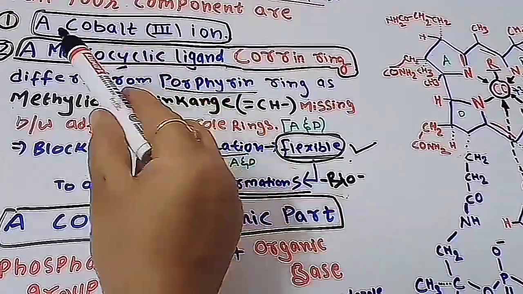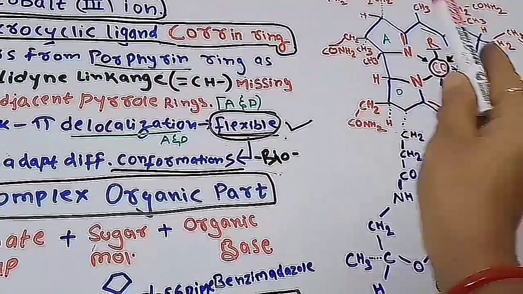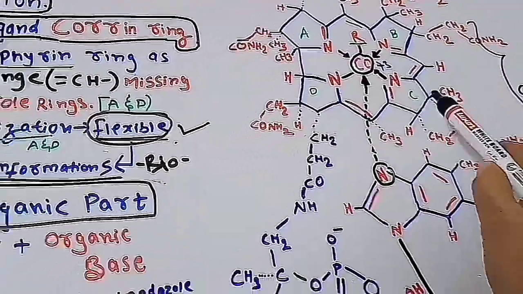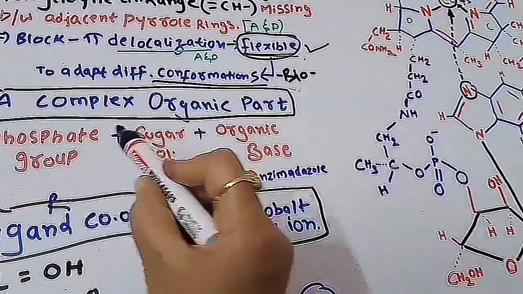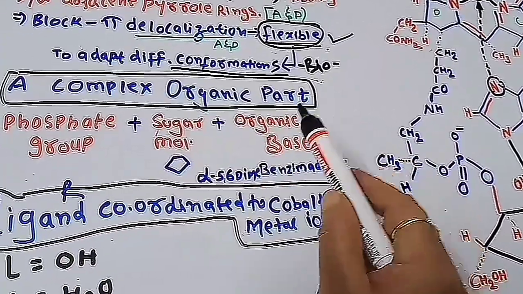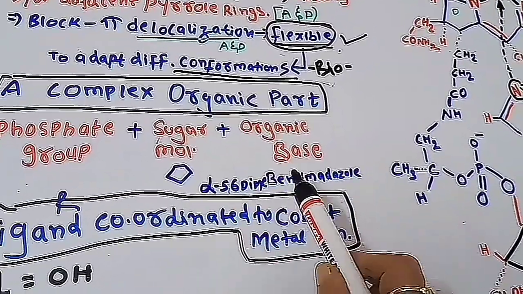So the first component is our cobalt metal ion, which is present in the +3 oxidation state here. The second component is our macrocyclic ligand, that is our Corrin ring. The third component is our complex organic part. The complex organic part is made up of 3 components. First is our phosphate group, second is sugar molecule, third is our organic base.